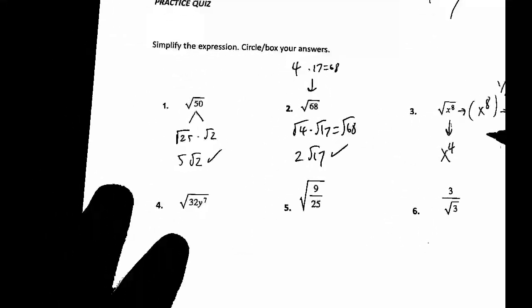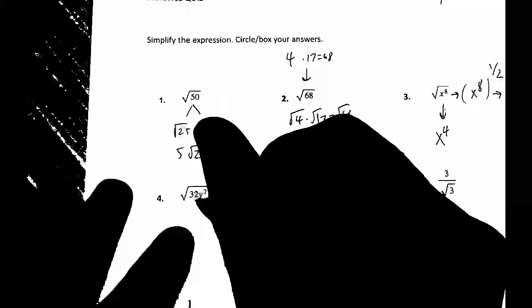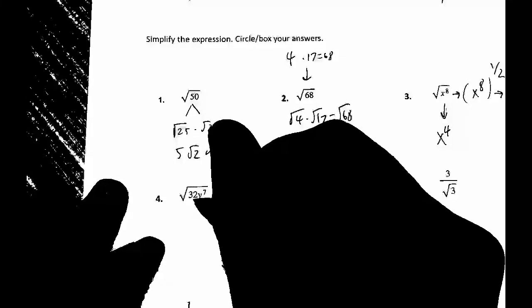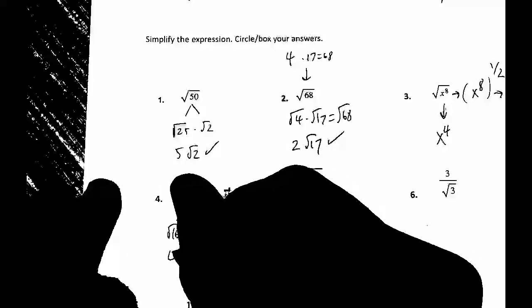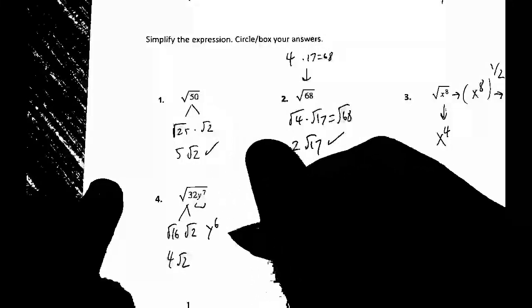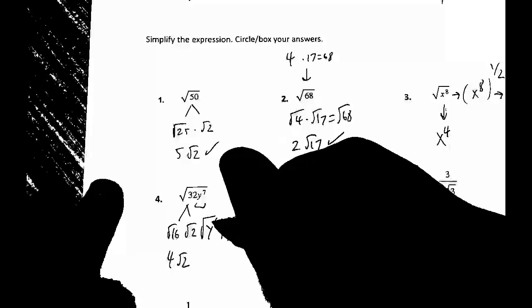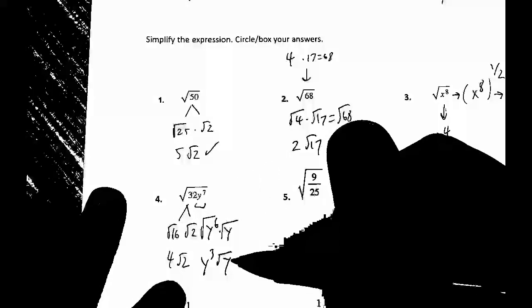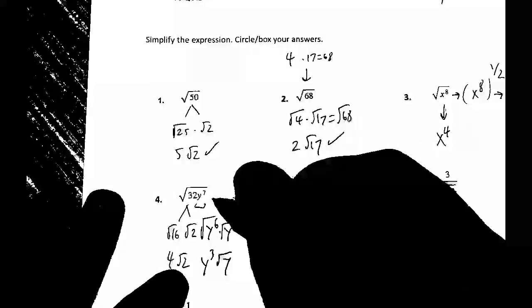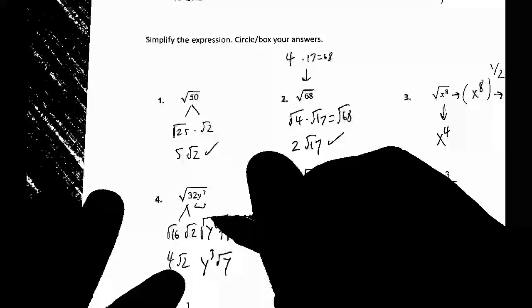Okay, 32 y to the 7th. We have two parts here. First, the 32. 32 can be split up into root 16 and root 2, a perfect square inside 32, which is just 4 root 2. And y to the 7th can be split up into y to the 6th and y, and root y to the 6th is just y to the 3rd. So we have 4 root 2, that's 32, root 16, root 2, 4 root 2, and for y to the 7th, you can put it into the largest even number and then y, and we'll get y to the 3rd root y. Okay, that's it.